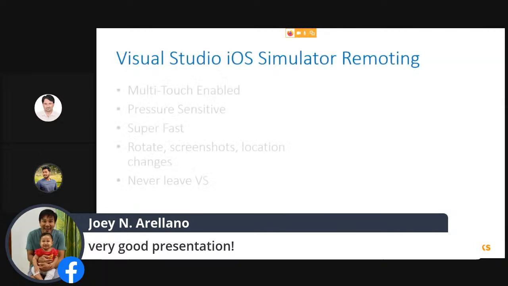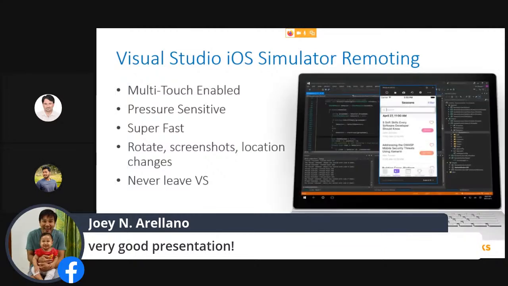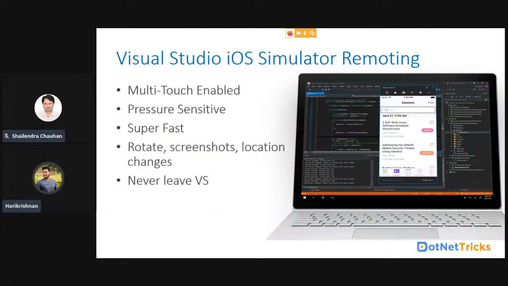And there is also a special feature like iOS simulator remoting. As I said before, you don't have to have two machines. All you need to do for iOS development is pair your Mac to your Windows machine, and that's it. You can see your iOS simulator output on your Windows screen itself without having to leave your Visual Studio and go to the other devices.